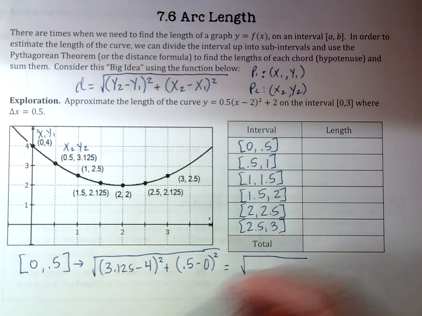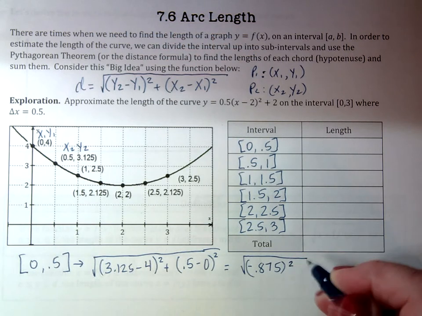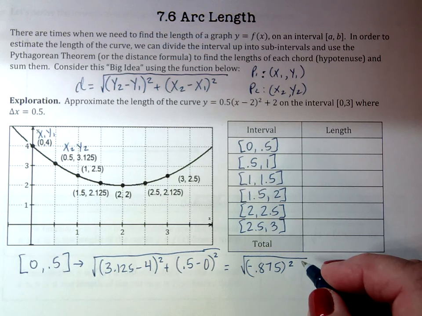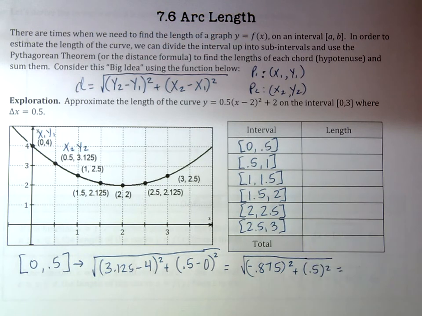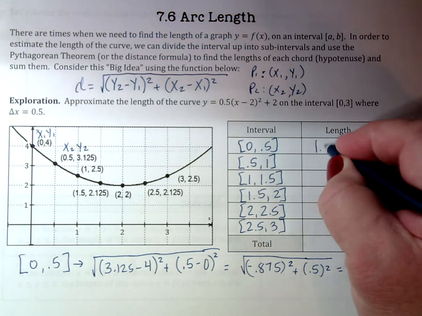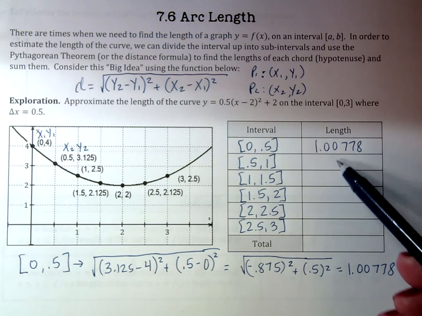And so I subtract these first. I get negative 0.875 squared. And then I have 0.5 squared plus 0.5 squared. So I go to my handy dandy calculator and I figure out what that's going to be, and you get a lovely value that is 1.00778. I'm taking bunches of decimal points so that I can get a more exact answer. And so in my box here, in the length, my length is 1.00778. And I want you to take a minute, stop the video, and fill in the rest of these values.